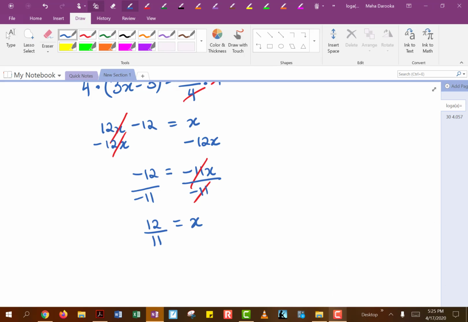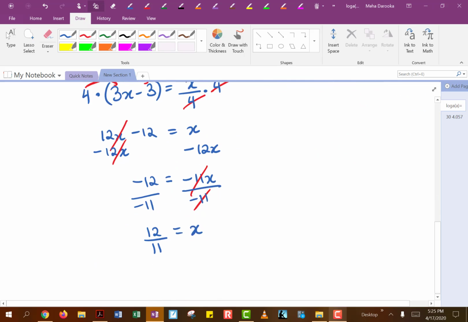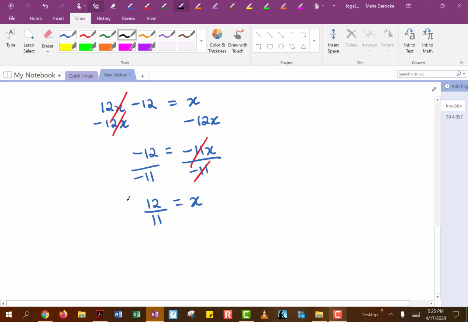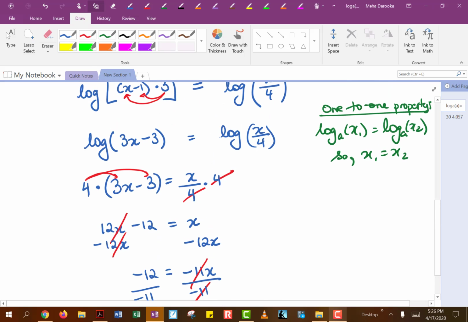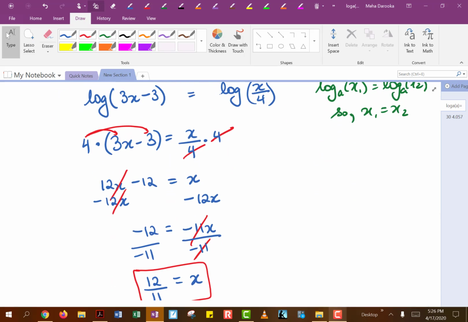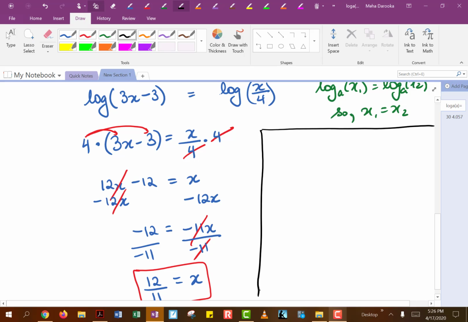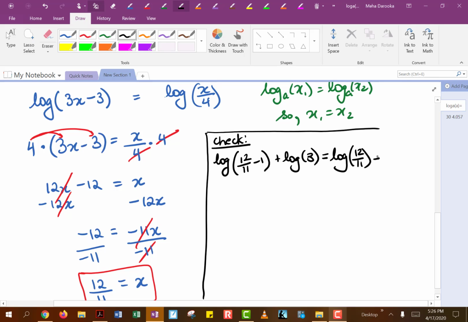Okay, so just like we did with the previous example, once we get our answer, we do want to check our answer and make sure it's going to work. So let's take a look at doing a quick check for this. Okay, so that would be log of 12 over 11 minus 1 plus log of 3 equals log of 12 over 11 minus log of 4.